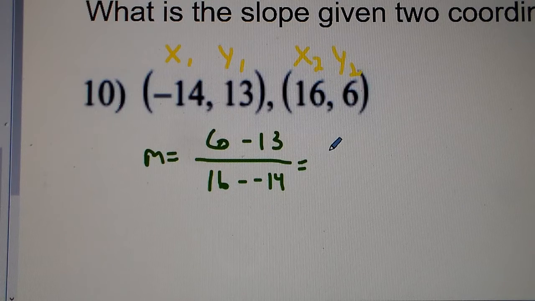6 minus 13 gets us negative 7. 16 minus a negative 14, well, those two minuses make a plus, so 16 plus 14 gets you 30. Negative 7 over 30. That does not simplify any further. 7 is a prime number, so we're good there. That'll be our final answer.